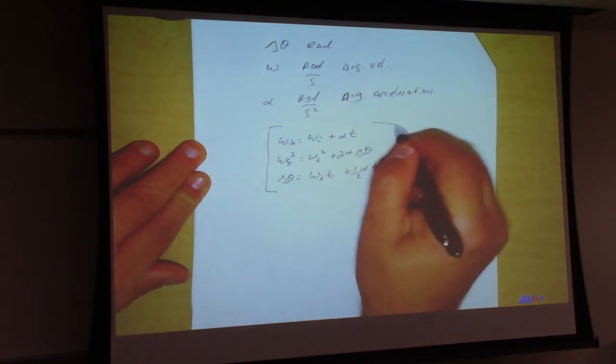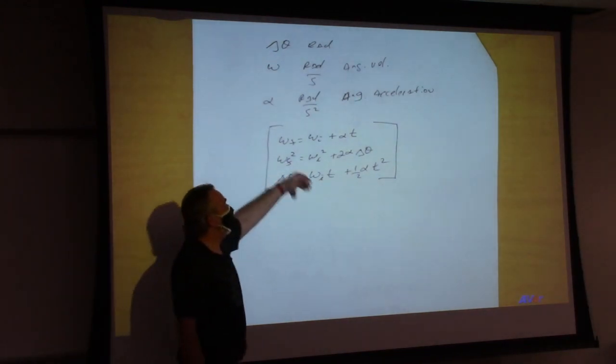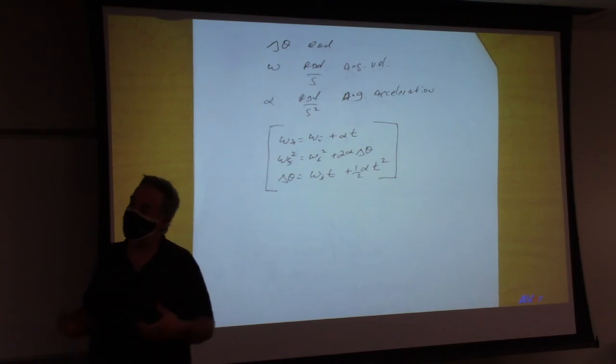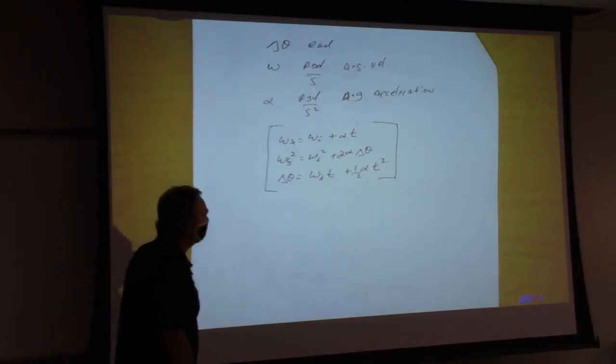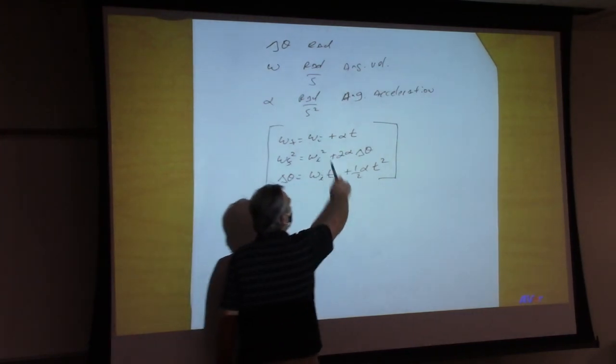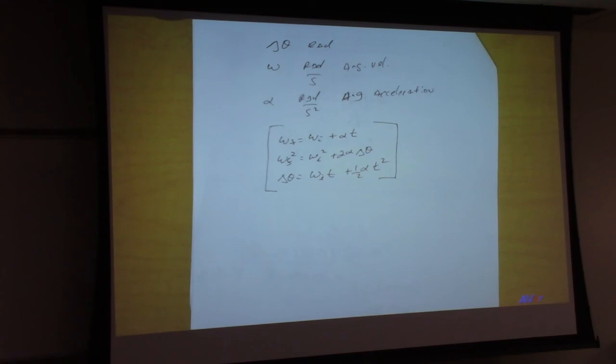So if you're wondering, how do I know all these? I don't remember these per se. I know the linear ones, and then instead of v, I write omega. Instead of a, I write alpha. Instead of delta x, I write delta theta. So these are all the linear ones, just rewritten in terms of rotation.